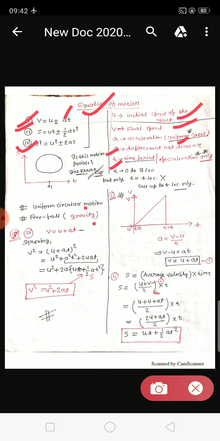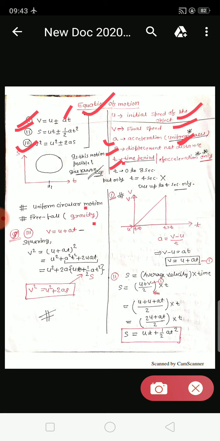The important thing you need to remember is that these equations of motion are valid for uniformly accelerated motion only. It means that the acceleration value should be constant during the entire motion. If it is variable acceleration you cannot use these equations. Remember the first important concept: this acceleration should be uniform in the entire motion.